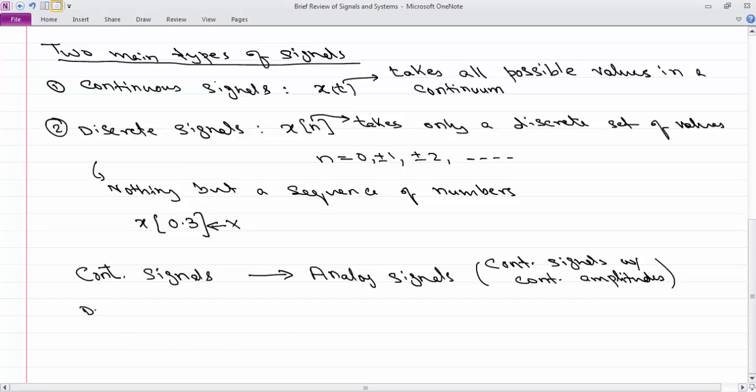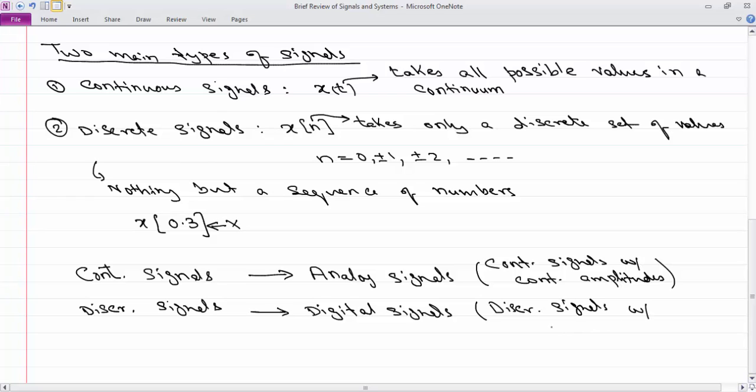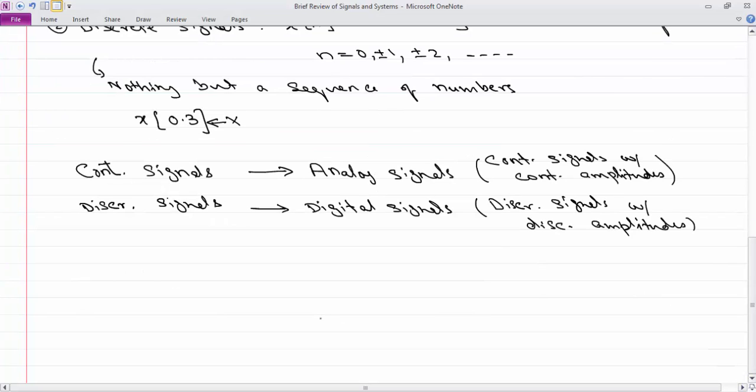Okay. And sometimes when we talk about discrete signals, we again mix the terms. We sometimes say digital signals. What is the difference? Strictly speaking, although we mix the two, not only does n take values on a discrete set, but the values that it takes are also finite. Okay? I'll explain that a little bit later. So discrete signals with discrete amplitudes. Strictly speaking, they are not the same thing.